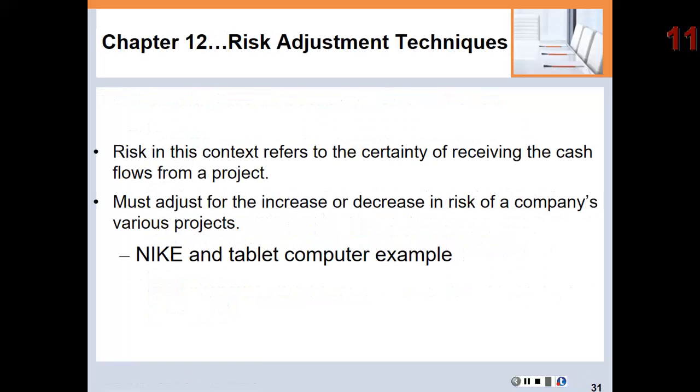Skip past this. All right, so now chapter 12. A couple of slides here from chapter 12. This is really simple. There's no calculations involved here.